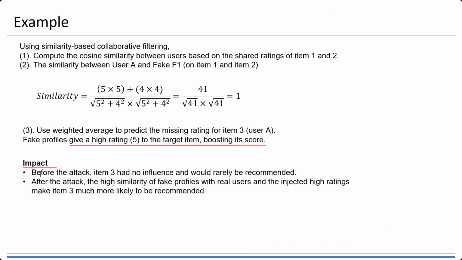So the impact is before the attack, item 3 had no influence and would rarely be recommended. But after the attack, the high similarity of fake profiles with real users and the injected higher ratings make the item 3 much more likely to be recommended. So this kind of attack is something that we need to understand.